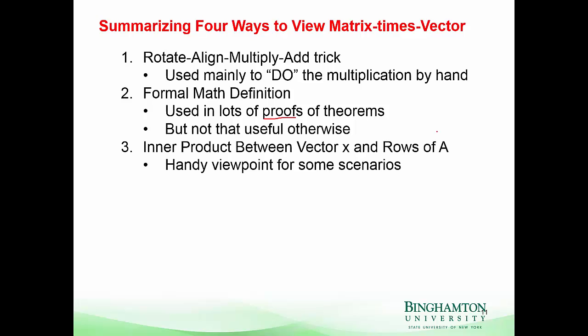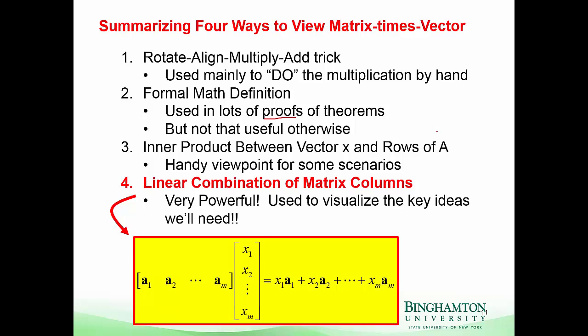Then inner product between vector x and rows of A. So hint, hint, hint, I didn't put these in the same order that I introduced them. So number 3 here is the last one that I introduced. So this comes in handy sometimes. And then last and certainly not least, in fact, the most important, our most very powerful way of doing this, at least visualizing it, is a linear combination of matrix columns.